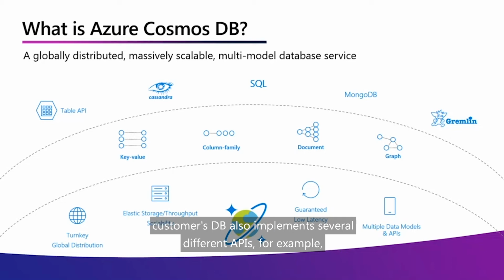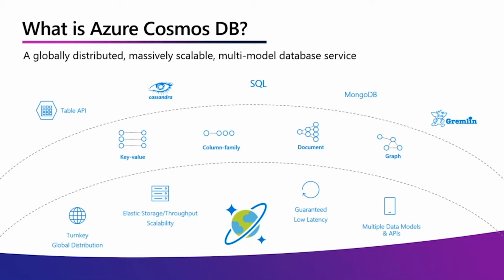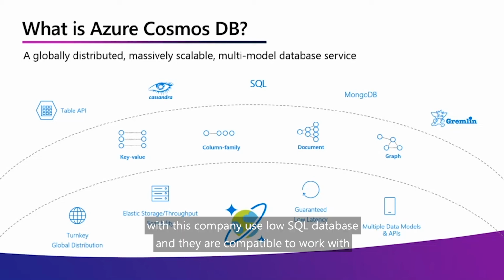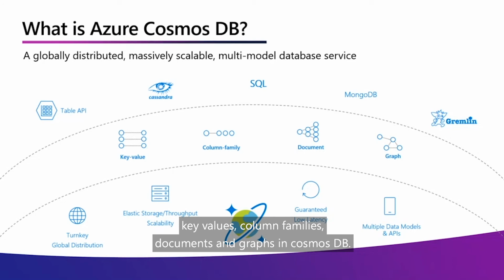But on top of that, Cosmos DB also implements several different APIs, for example, for Cassandra, MongoDB, Gremlin, and Azure Table Storage. Which means that you can directly use these existing client drivers and tools with these commonly used NoSQL databases, and they are compatible to work with Cosmos DB as well. Therefore, your data can be modeled in terms of key values, column families, documents, and graphs in Cosmos DB.